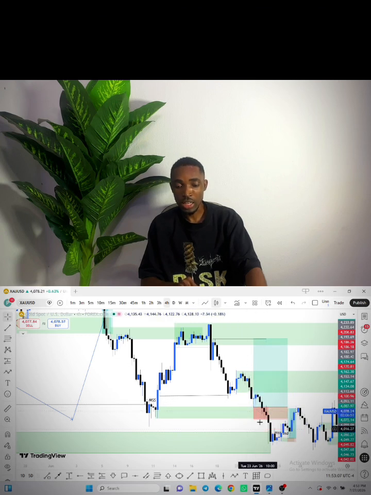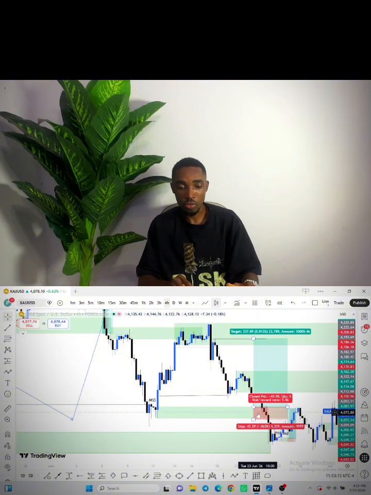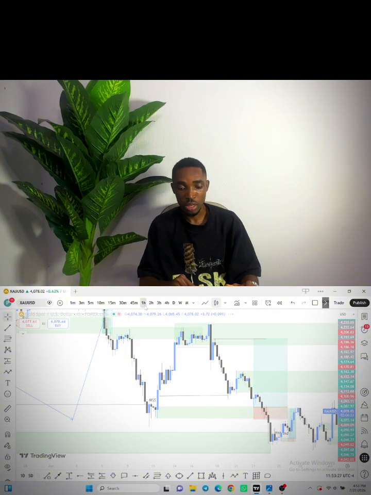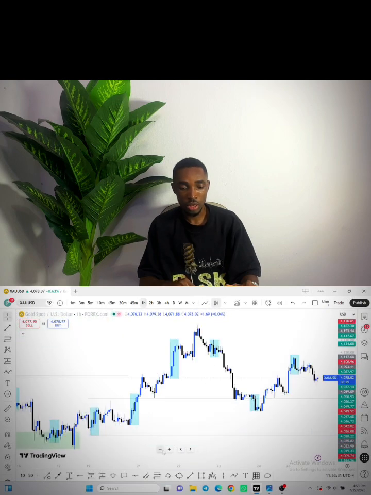So as soon as I hit stop loss in this particular zone, I looked at the bigger picture on the daily time frame, and I figured out that this zone is a daily 2025 order block. So when gold came to this particular zone here, I scaled down to my lower time frame, the H1.